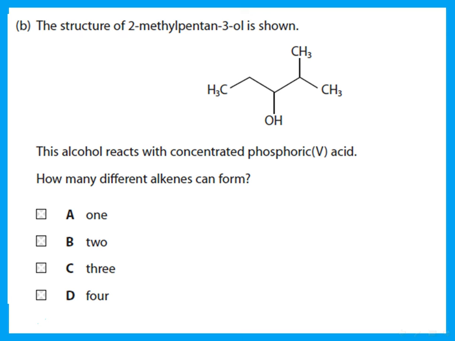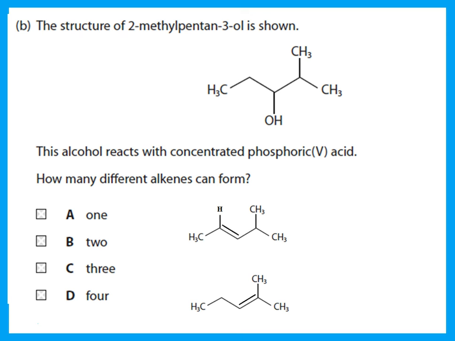The structure of 2-methyl-pentan-3-ol is shown. This alcohol reacts with concentrated phosphoric acid. How many different alkenes can be formed? Well, let's see. Alkenes are formed if you remove H from one carbon and OH from the neighboring carbon. So I can have the H that I'm removing from the left or from the right. So these are two options that I can have.